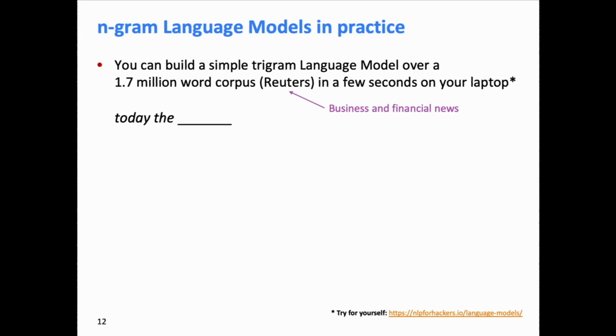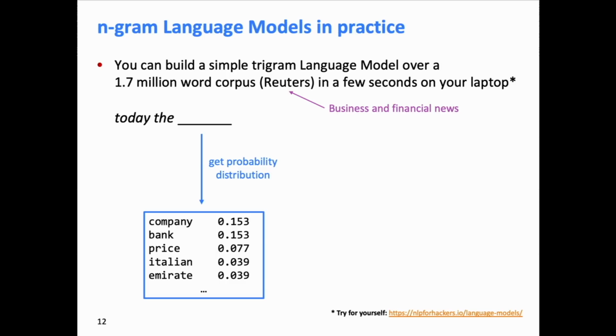OK. So n-gram language models in practice, let's look at an example. You can actually build a simple trigram language model over a 1.7 million word corpus in a few seconds on your laptop. In fact, the corpus that I used to do this was the same one that you met in assignment 1. It's the Reuters corpus, which is business and financial news. If you want to do this for yourself, you can follow that link at the bottom of the slide later. This is something which I ran on my laptop in a few seconds.